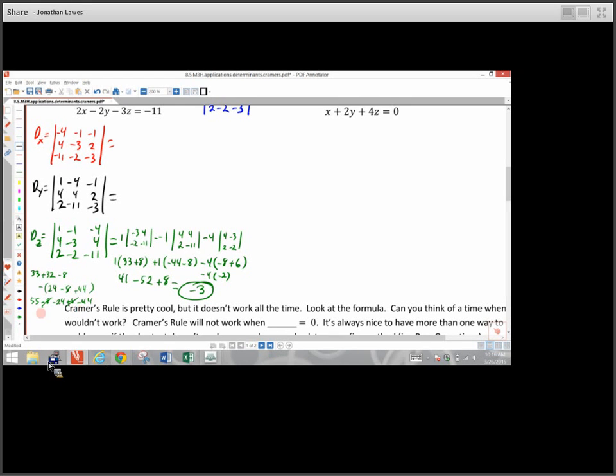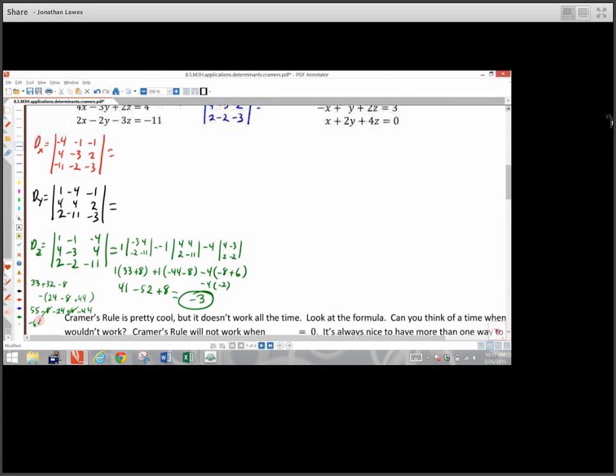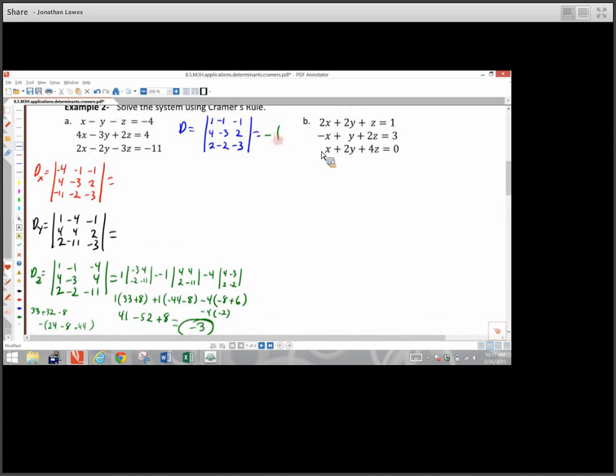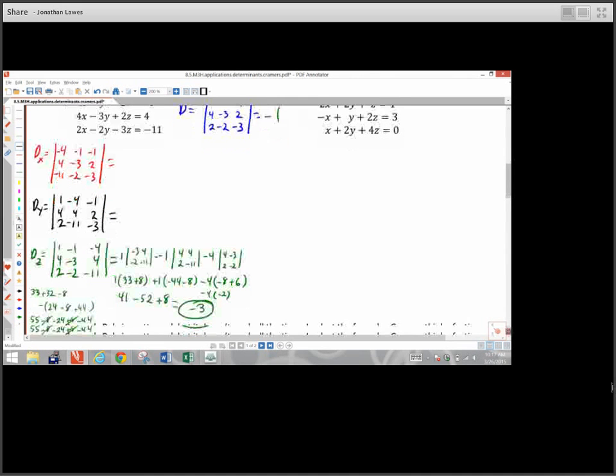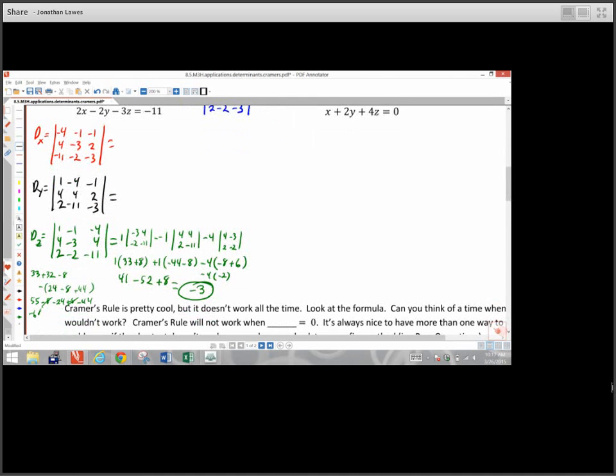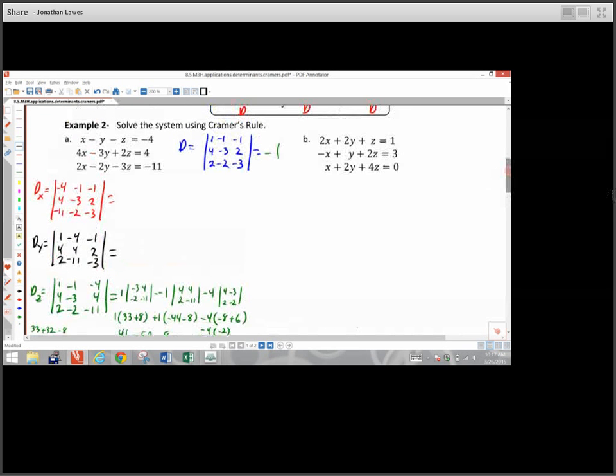Let's see. Okay, what's D? Negative 1? Okay. I didn't do anything wrong. Good job, Bob. The first time. That's okay. Okay, that's good news, isn't it? It's nice when we're going to be dividing by a 1.